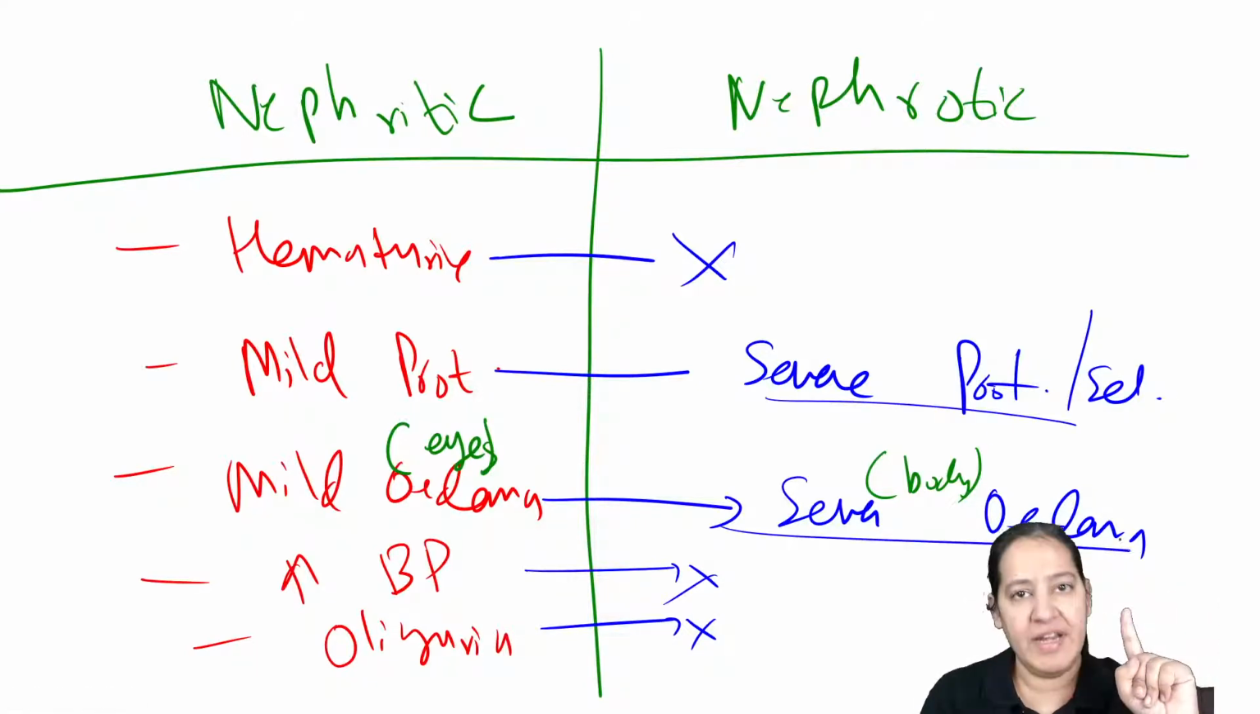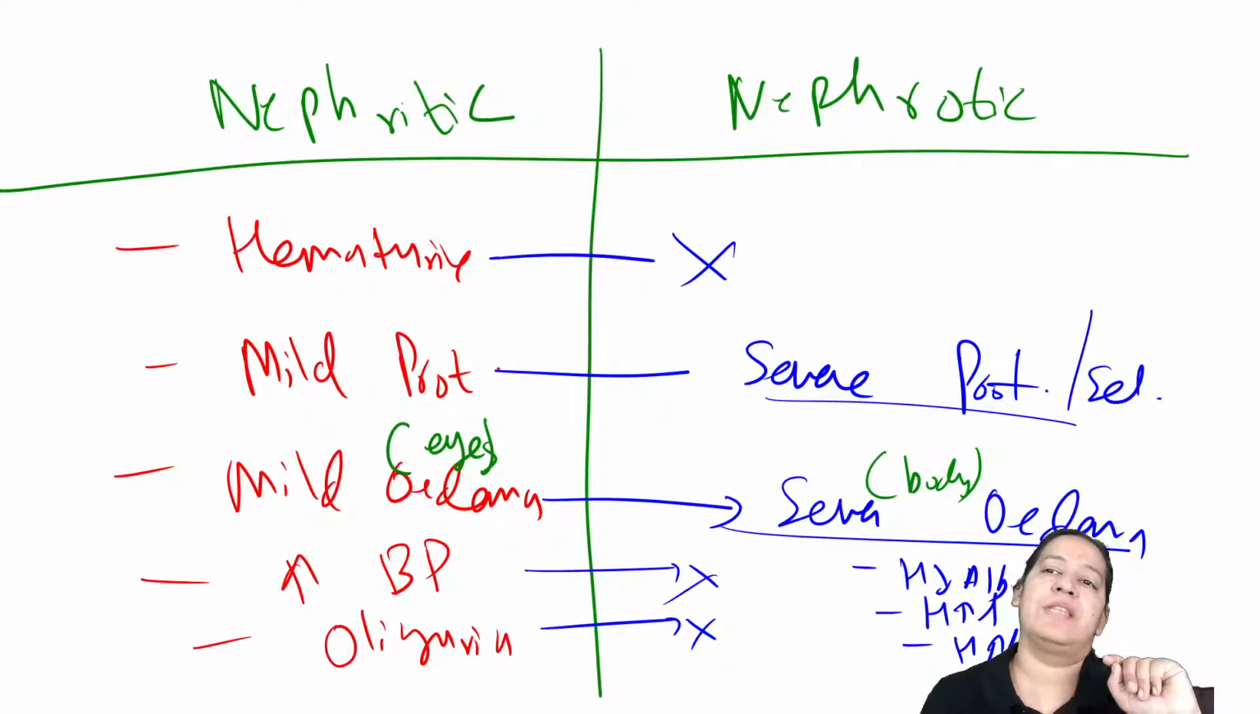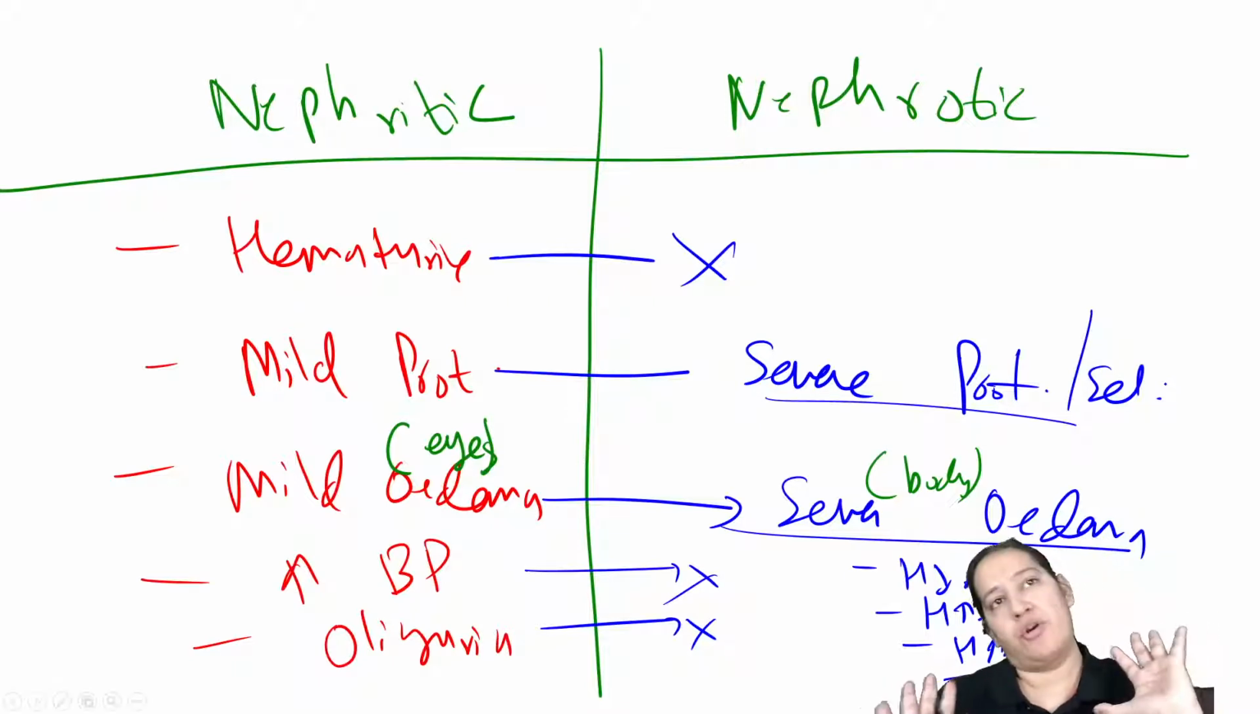Severe proteinuria, severe edema. Apart from it, the patient has hypoalbuminemia, hyperlipidemia, hyperlipiduria, and hypercoagulopathy. So these are the features of nephrotic syndrome.